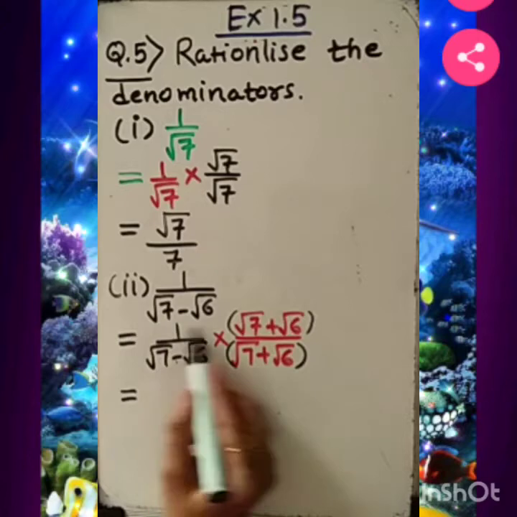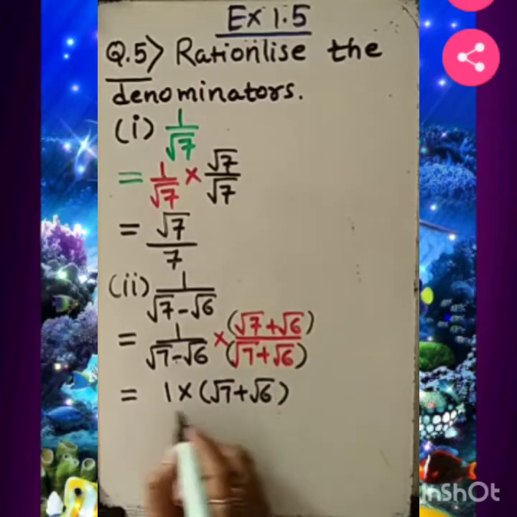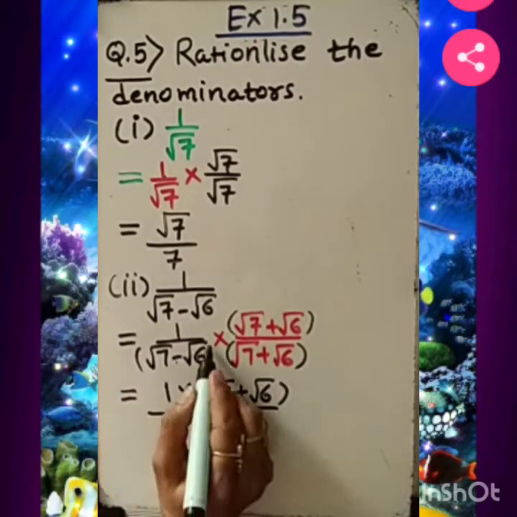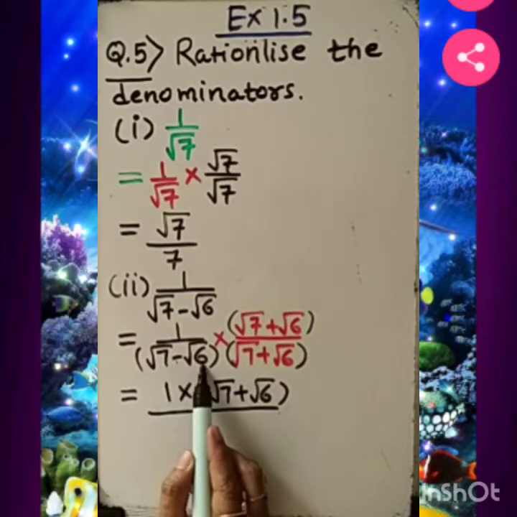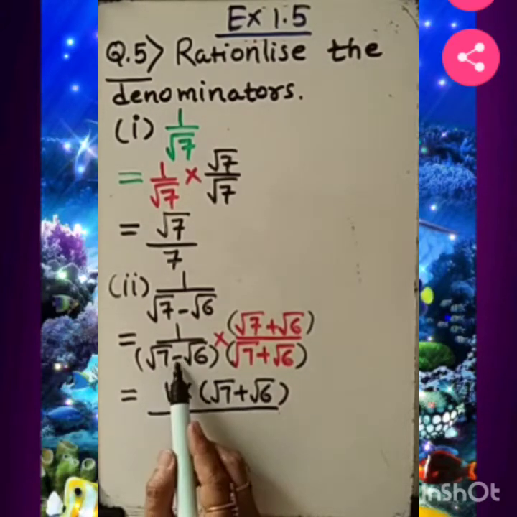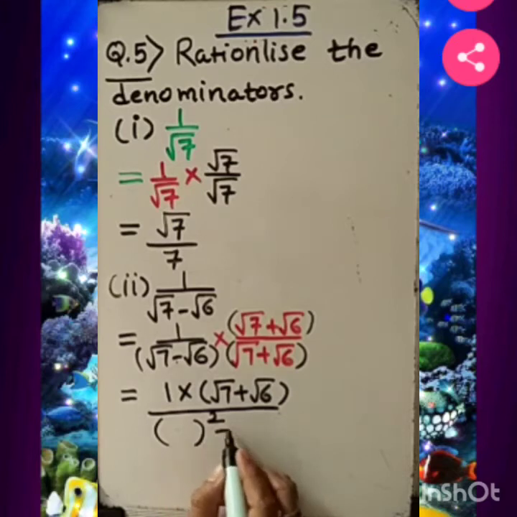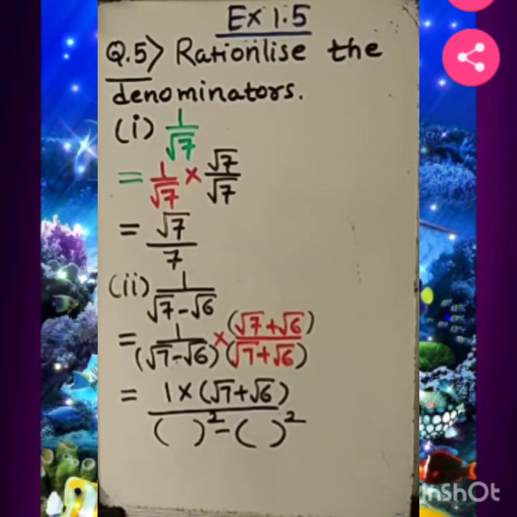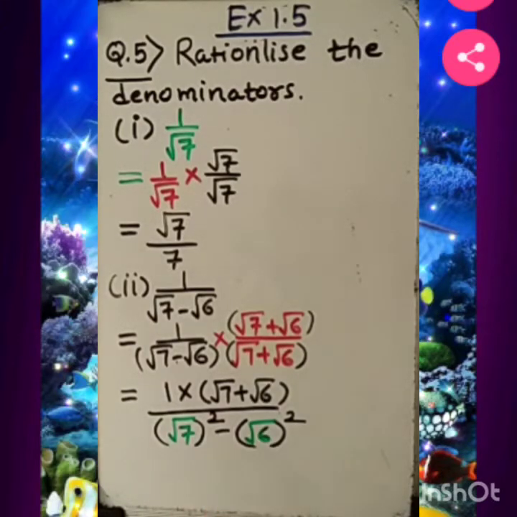Now in the numerator, what do we have? 1 into under root 7 plus under root 6, upon, now think about this, we have already applied this in a previous question, under root 7 minus under root 6 times under root 7 plus under root 6. Be a keen observer. Is there something like that? A minus B and A plus B. It indicates A square minus B square. Clear? So we need to write here A square, which means root 7 squared, and B square, which means root 6 squared.